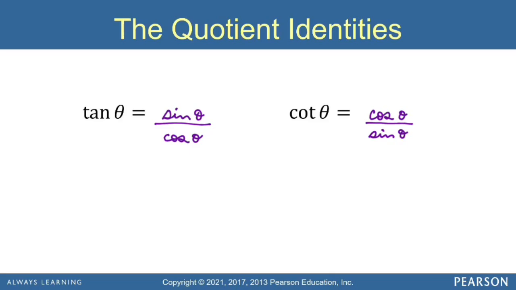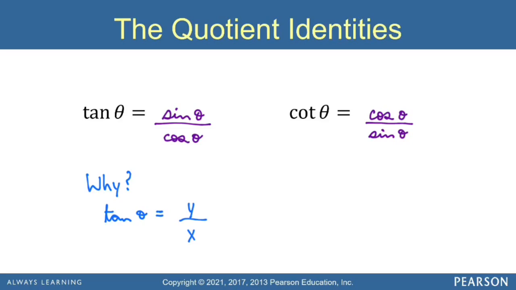Now, why are these true? Well, let's just take the first of these quotient identities and let's see if we can find out why the tangent of theta is equal to the sine of theta divided by the cosine of theta. Well, we know that the definition for tangent of theta is y over x.